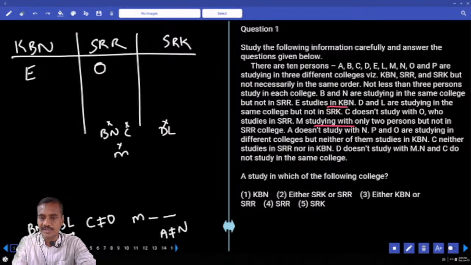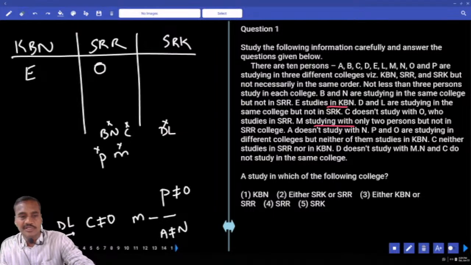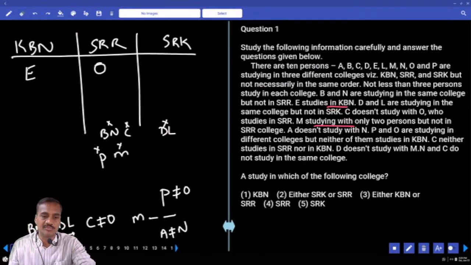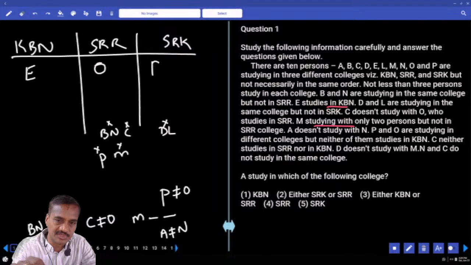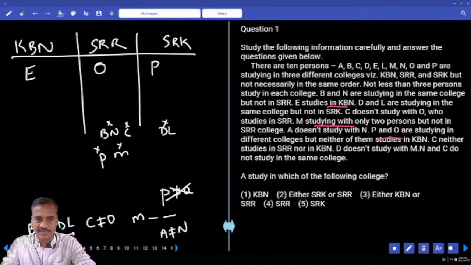My next one: P and O are studying in different colleges. P and O are not studying in the same college, and neither of them studies in KBN. Now, P cannot be in KBN, hence P must be in SRK. P and O are different. The next one, C and O are different, and neither of them studies in KBN.